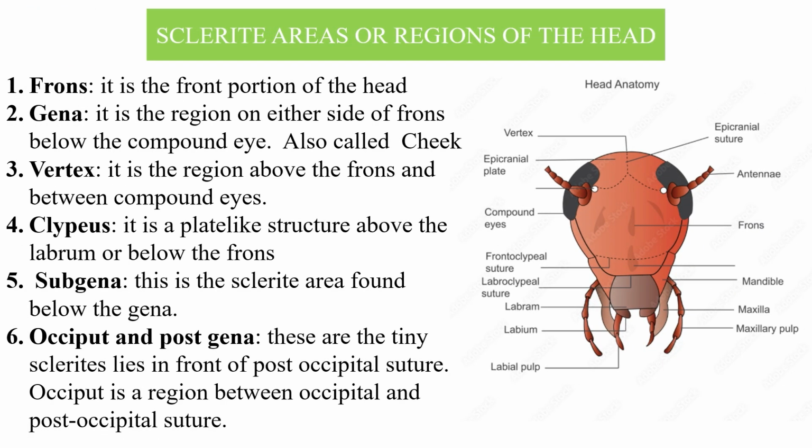Sclerite areas or regions of the head. Frons. It is the front portion of the head. Gena. It is the region on either side of the frons below the compound eye, also called cheek. Vertex. It is the region above the frons and between the compound eyes. Clypeus. It is a plate-like structure above the labrum or below the frons. Subgena. This is the sclerite area found below the gena. Occiput and postgena. These are the tiny sclerites lying in front of the post-occipital suture. Occiput is a region between the occipital and post-occipital suture.